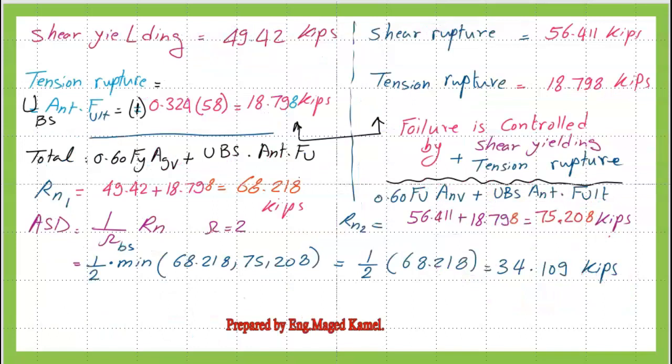For the ASD value, consider 1 over omega equals 1 over 2. Multiply 1 over omega by R sub N1, which is the value of shear yielding and tension rupture. Also multiply 1 over omega by R sub N2, which is the value of shear rupture and tension rupture. Select the minimum value of the two cases, which will be the case of shear yielding and tension rupture. We can find that the final ASD value for block shear will be equal to 34.13 kips.